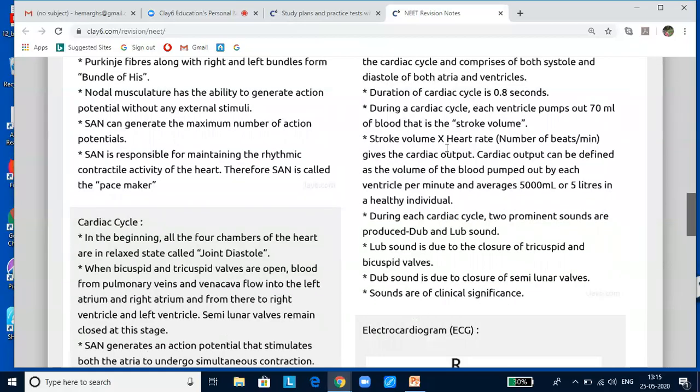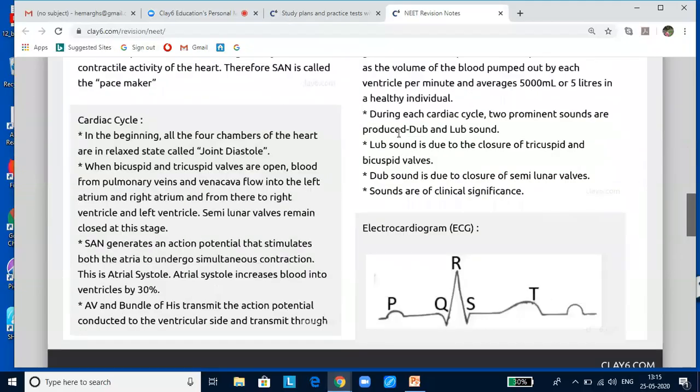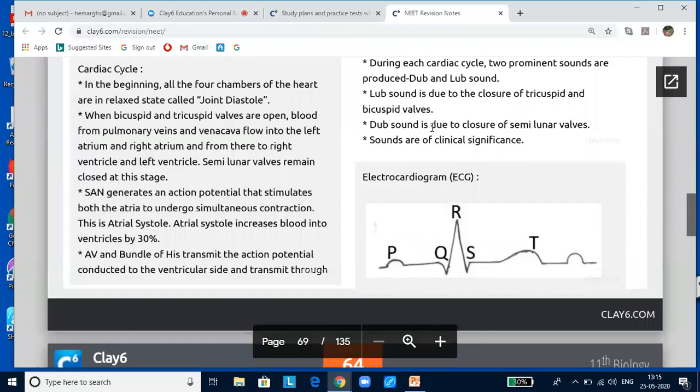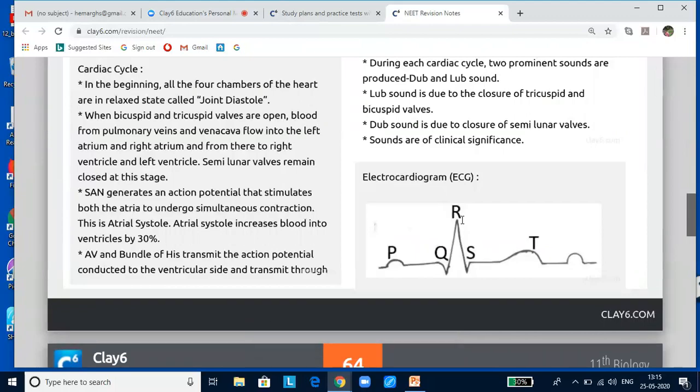Now let us look at the ECG. That is a very important concept. They might ask you to identify the interpretation of ECG. This is also very, very important. It is a graphical representation of electrical activity of the heart during a cardiac cycle. The machine that is used to obtain this graph is called electrocardiograph.